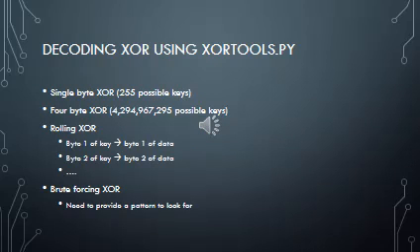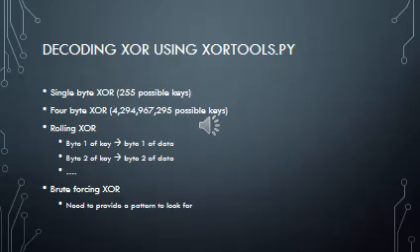The basic theory around decoding XOR is that when you XOR a bit pattern that has already been XORed using the same operand as the first time, it reverses itself, leaving you with the original pattern. The three types of XOR encoding we'll cover are single byte XOR, 4-byte XOR, and rolling XOR. We'll briefly cover brute forcing XOR as well.